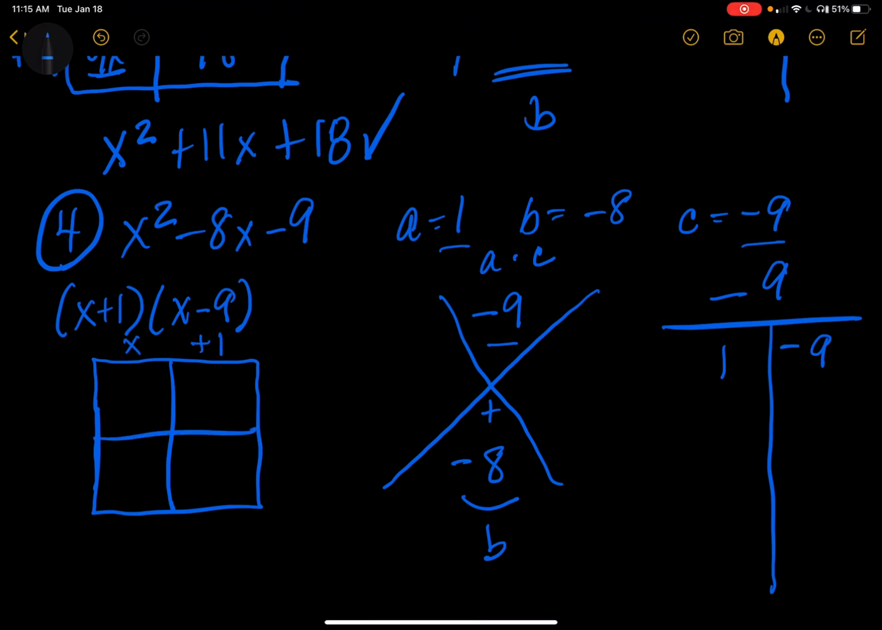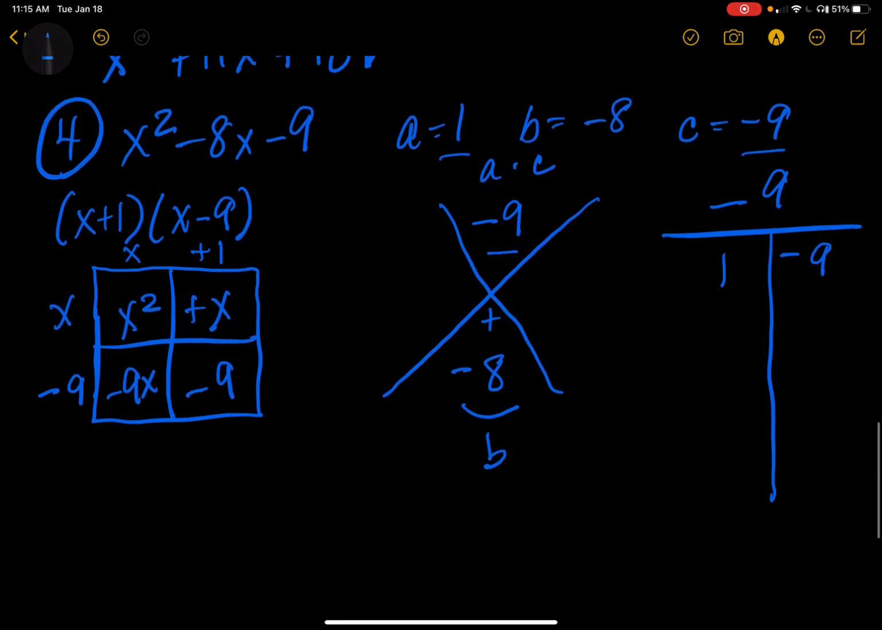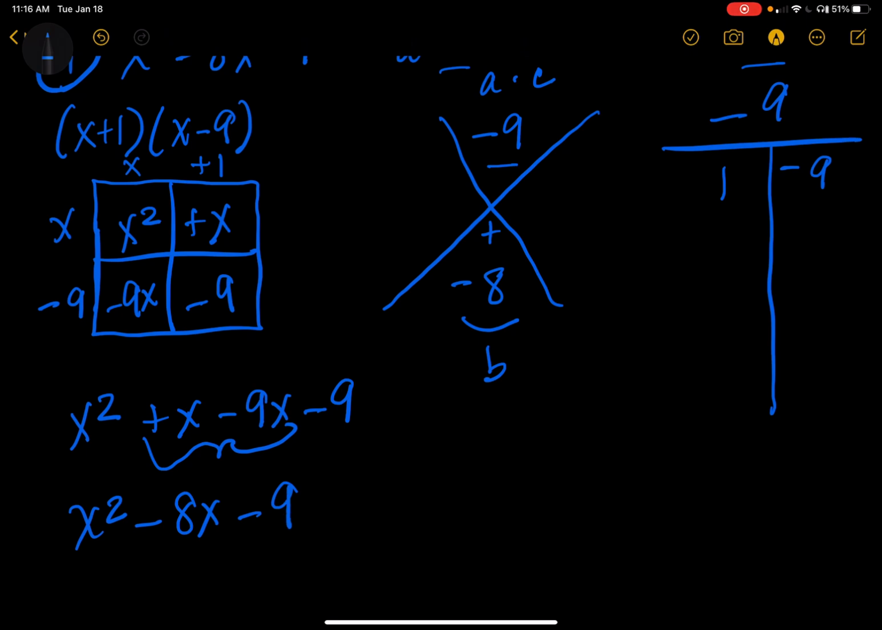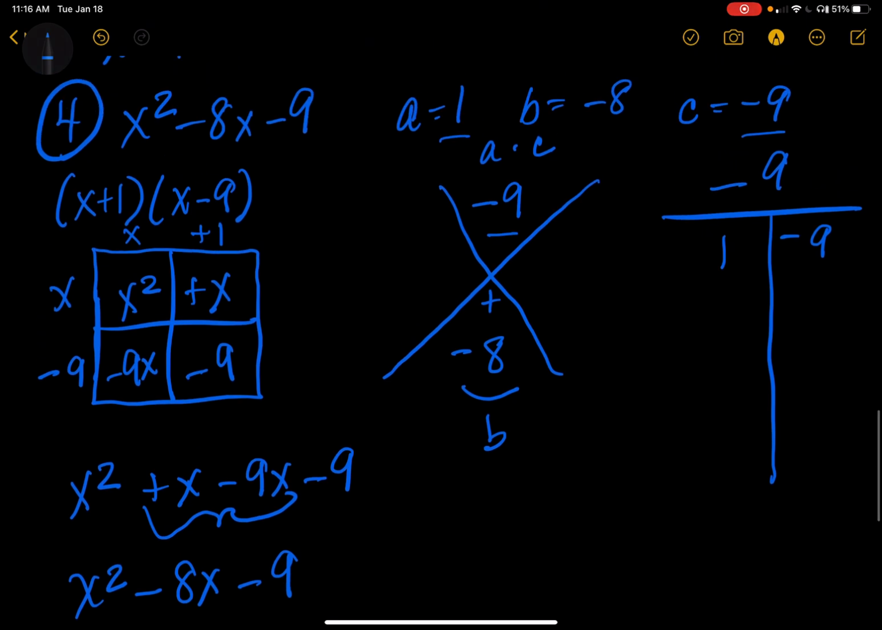x plus 1, x minus 9. That gives us x squared plus x minus 9x minus 9. Bringing it out, we have x squared, plus 1x minus 9x is a negative 8x, minus 9. Is that what we started with? Yes. So check.